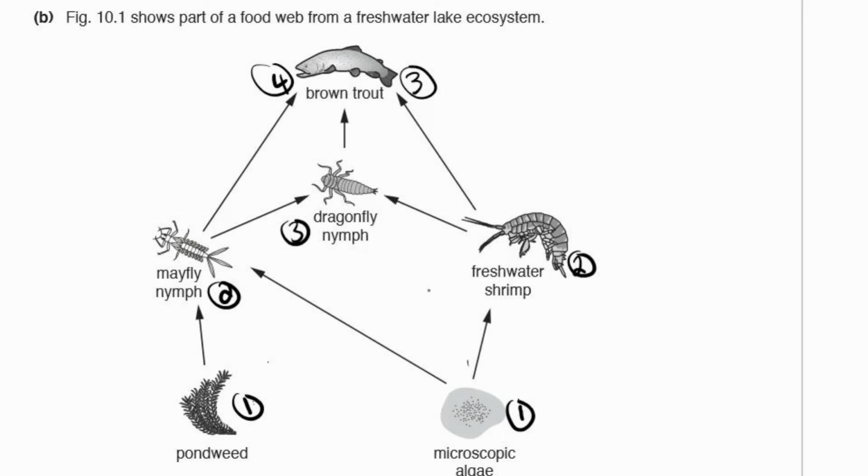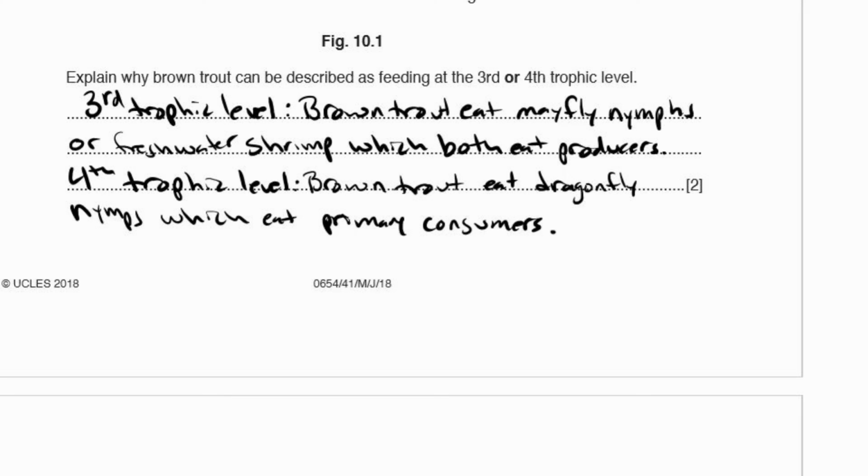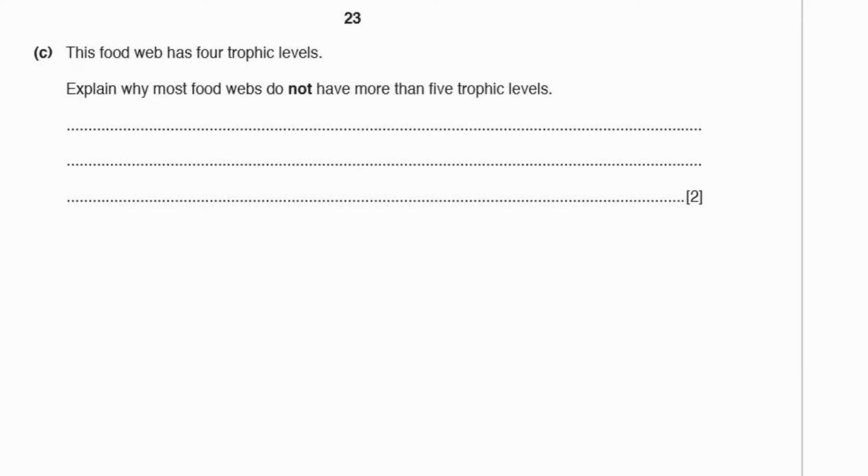It's a web. That's the way webs work. But there's only 3 or 4 levels for the brown trout. Okay, so at the 3rd trophic level, the brown trout eat the mayfly nymphs or the freshwater shrimp, which both eat producers. At the 4th trophic level, the brown trout eat the dragonfly nymphs, which eat the primary consumers. So primary consumers obviously then eat the producers. All right, good.